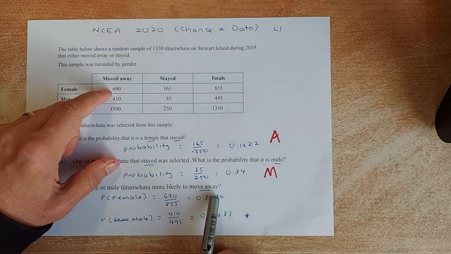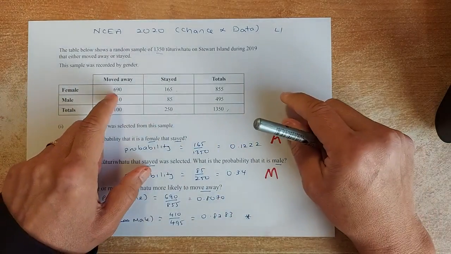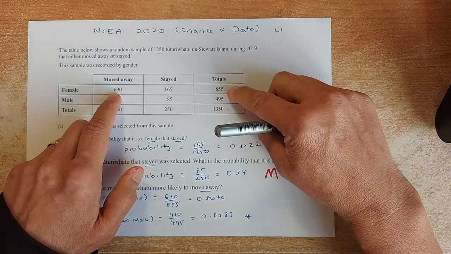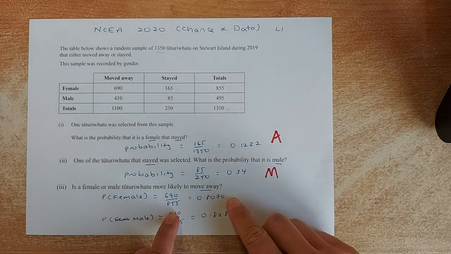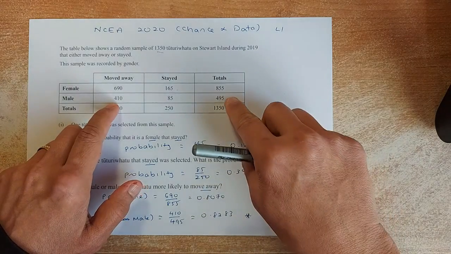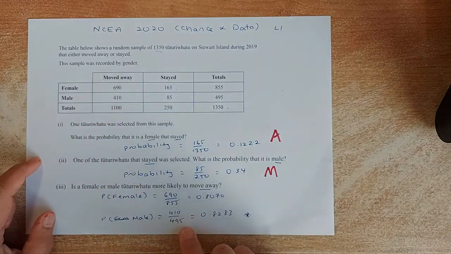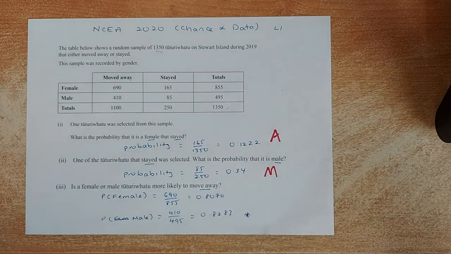So move away. We're going to look at female who move away: 690 that move away out of a total of 855 birds, and that gives you 0.8070. And for the male, it's 410 out of the total male of 495, and the answer is 0.8283. And you need to answer the question, which is more likely to move away?